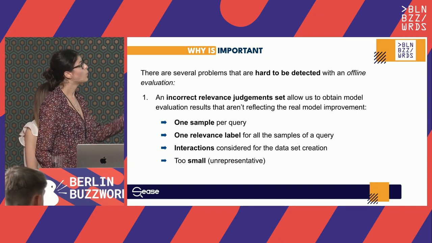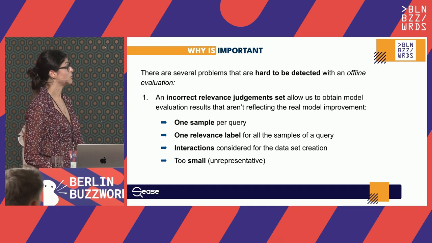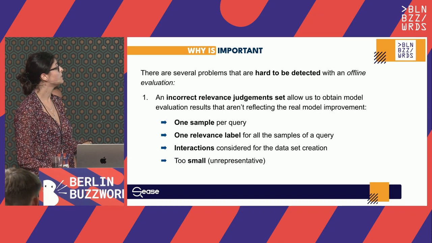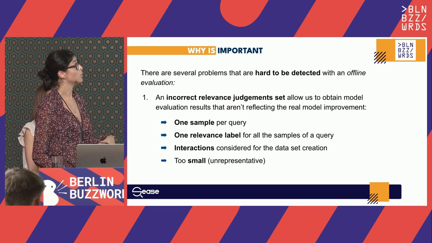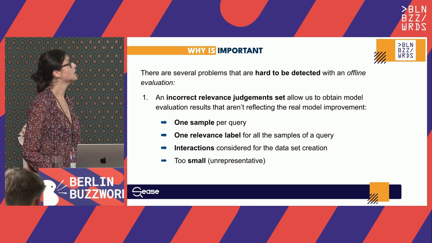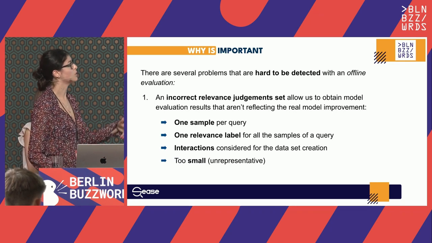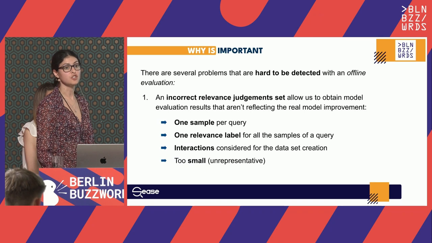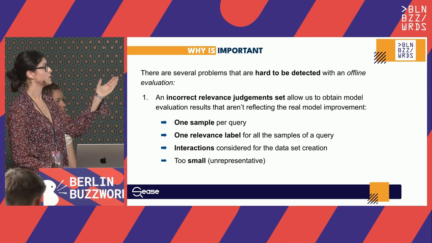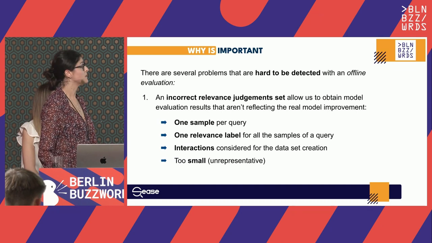And it is considered incorrect when, for example, you have just one sample per query group. In that case, when you use the judgment set to calculate some metrics like NDCG at K, for example, for each query, if you have just one sample, the NDCG will always be the same.